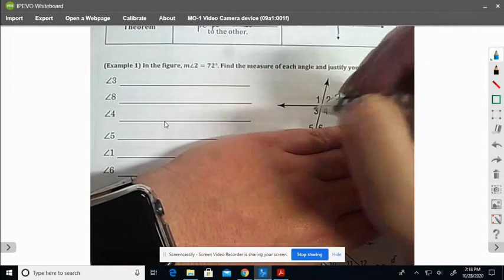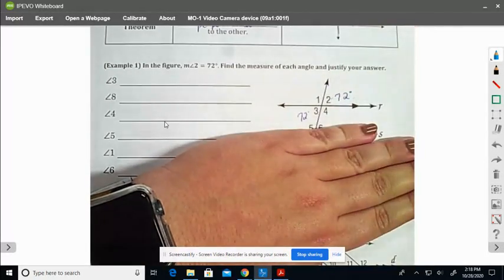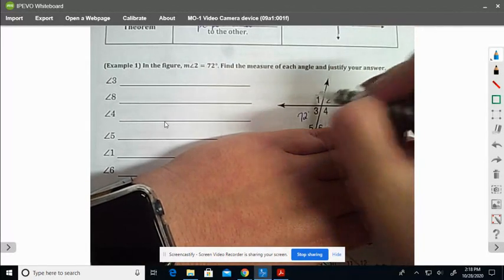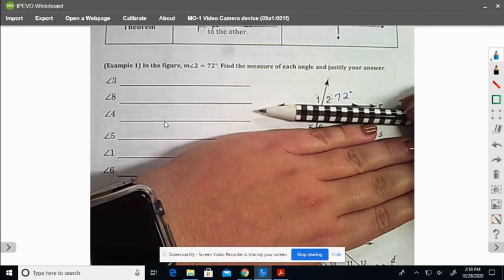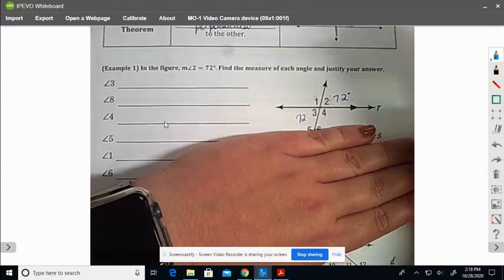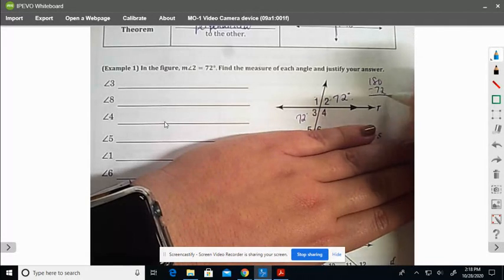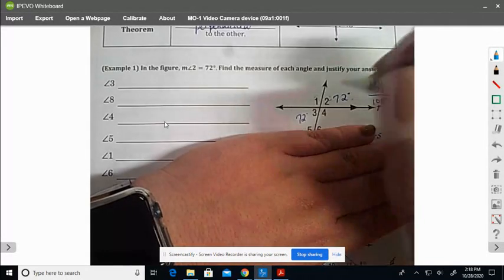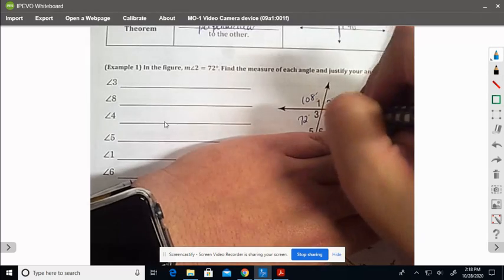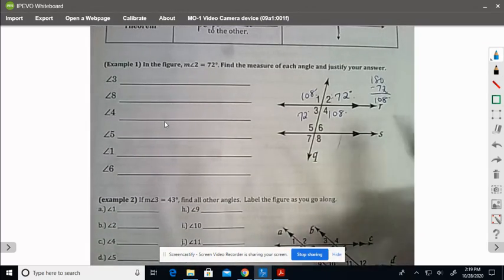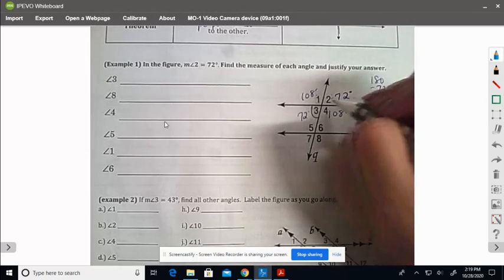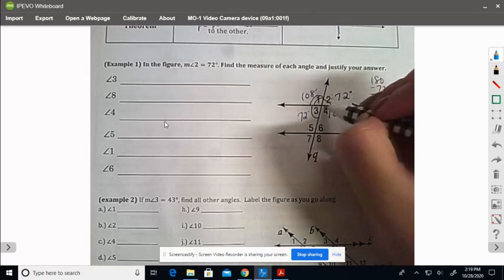If angle 2 is 72, then angle 3 is 72. And then 1 and 2 and 3 and 4 are supplementary. They're a linear pair. They're on a straight line together. So they should add to 180. So I'm going to do 180 minus 72 to get 108. That means this is 108 and then this is 108. So these are equal, those are equal.